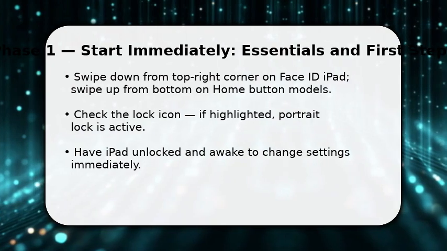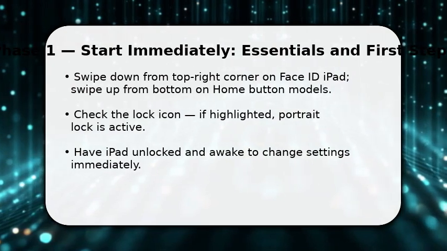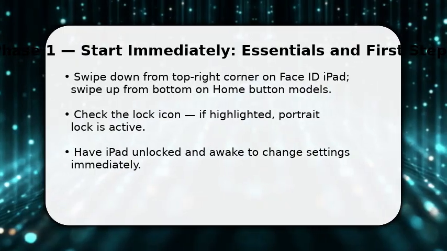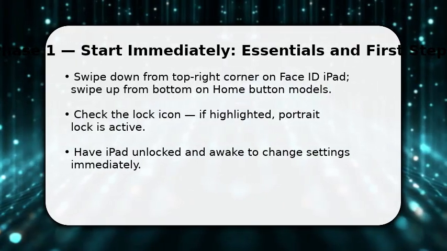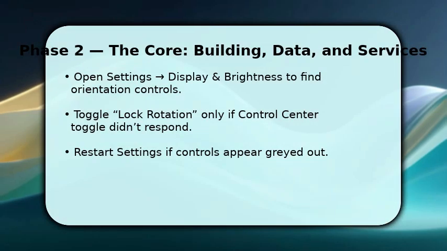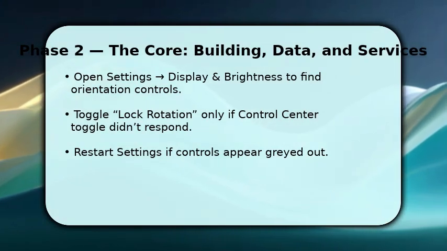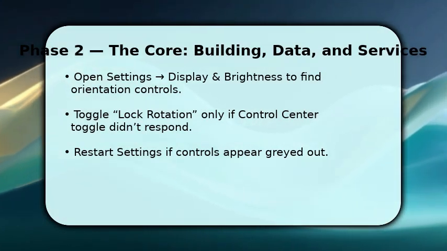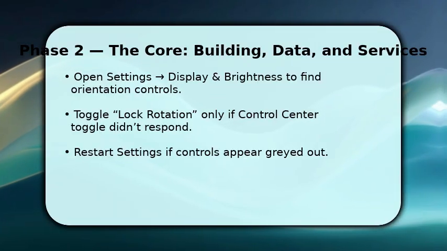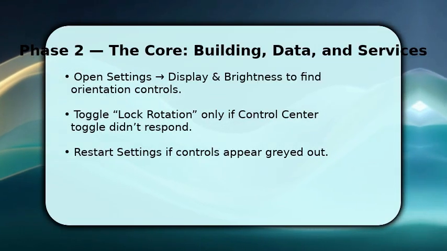If Control Center didn't work, go to Settings so you can see system-level behavior and why rotation won't change. Tap Settings, then Display and Brightness, and check any rotation-related options. Some enterprise or accessibility profiles may override Control Center. Toggle the lock there if visible.